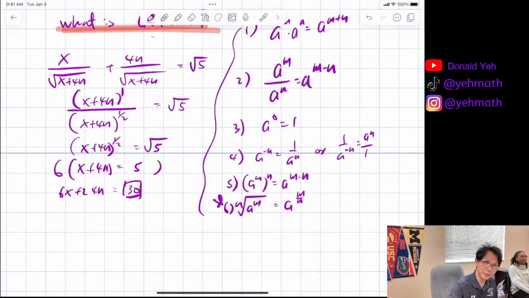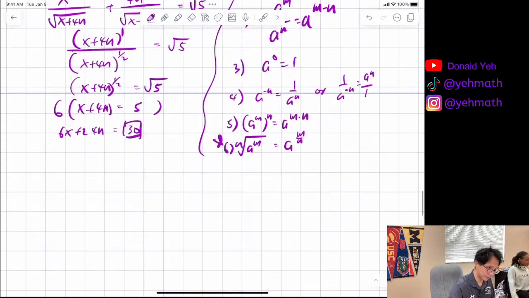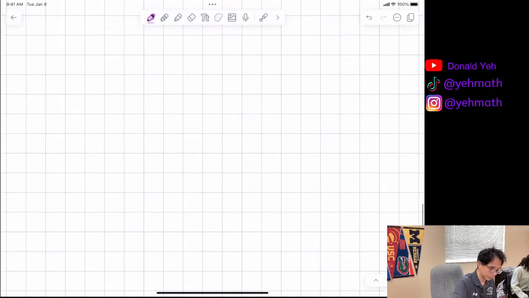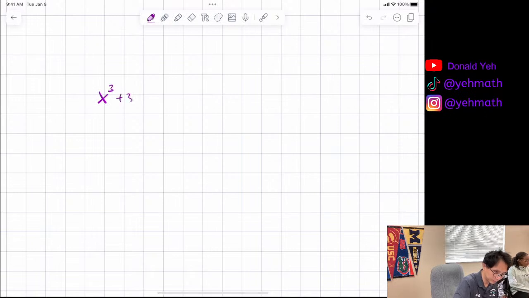What's 99 say? X cubed plus 3x squared minus x plus k, and then there was an x minus 2.